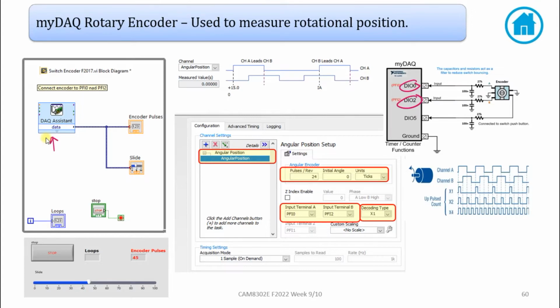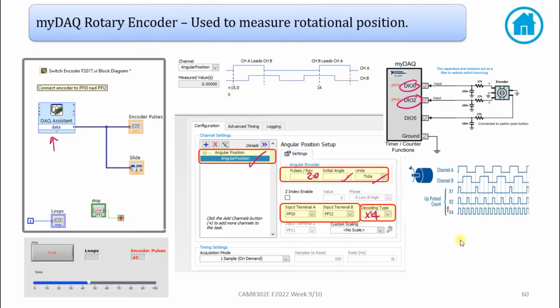So it's going to be a timer counter function, and we're opening up the angular position, and you want to make sure that it's set for, in our case, 20 pulses per revolution. The initial angle is 0, the units is ticks, and it's on 2 terminals, and the 2 terminals are 0 and 1. And we're going to use X4 decoding. I think on one of the other slides it does show that configuration.